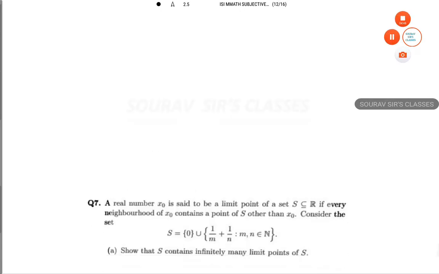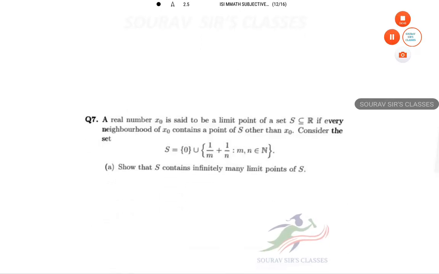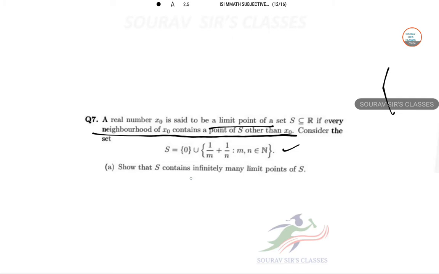Next question. Okay, so this is a real analysis question. A real number x0 is said to be a limit point of the set S, a proper subset of R, if every neighborhood of x0 contains a point of S other than x0. So consider the set S as given, so that S contains infinitely many limit points of S.